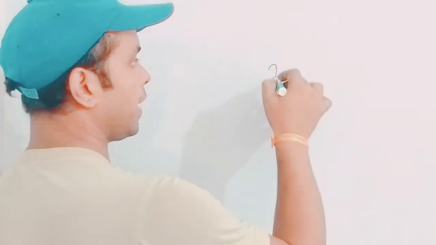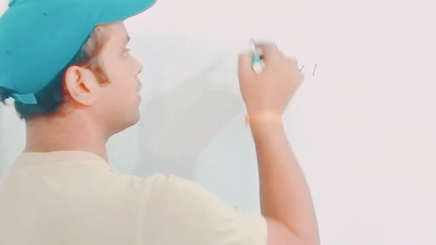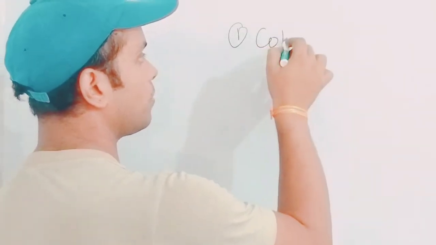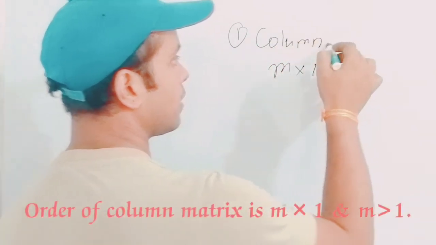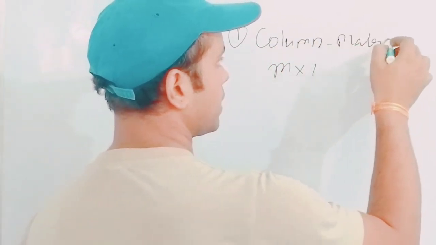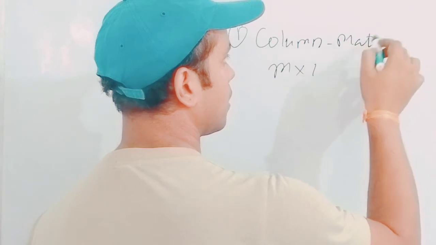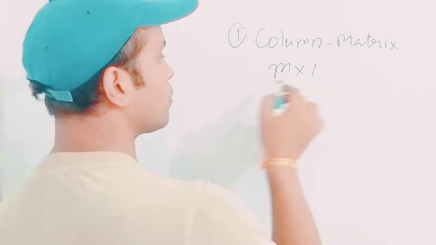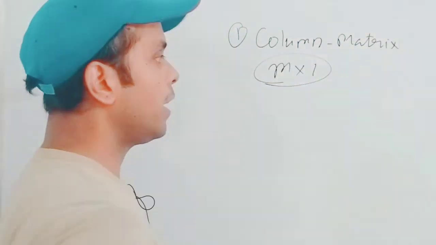We will discuss first the types of matrices. Very first type is column matrix, and a matrix having only one column is called a column matrix. The order of column matrices is written as m by 1. First is column matrix, and since column matrices have only one column, the order is defined by m by 1.